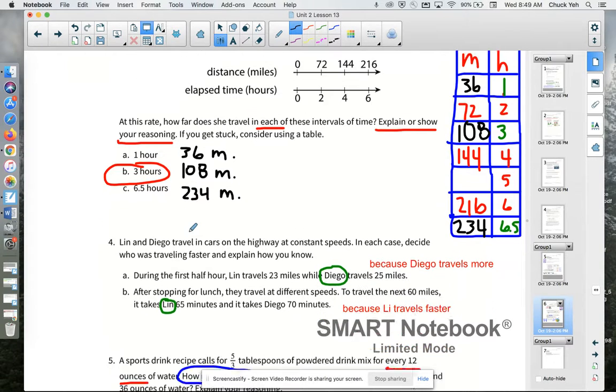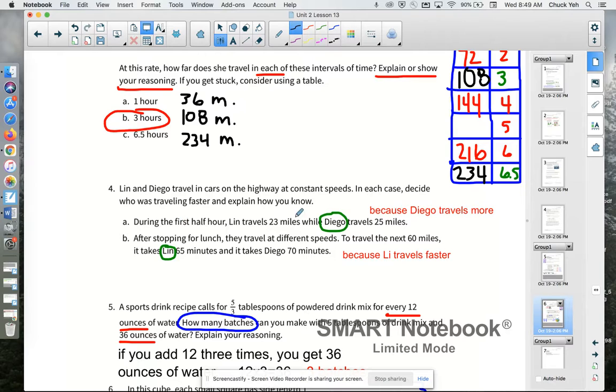All right. Number 4, Diego traveled the fastest because Diego traveled more in the half hour. He traveled 25 miles. And then on B, Lynn traveled faster because it only took Lynn 65 minutes compared to Diego 70 minutes. Right? And again, guys, please read the directions. You had to answer both of those. They weren't multiple choice.